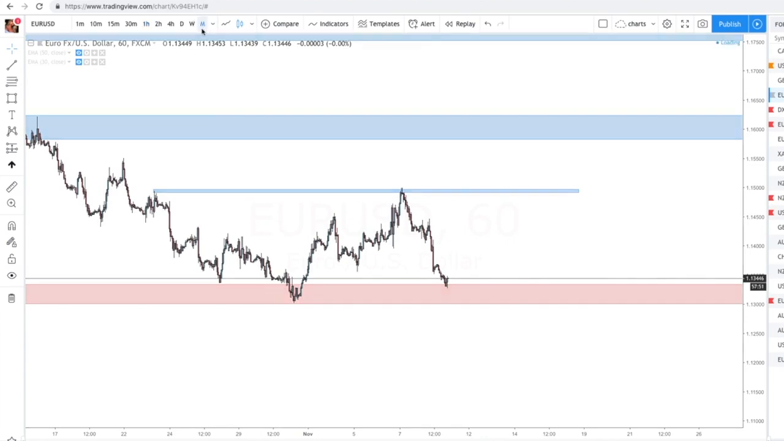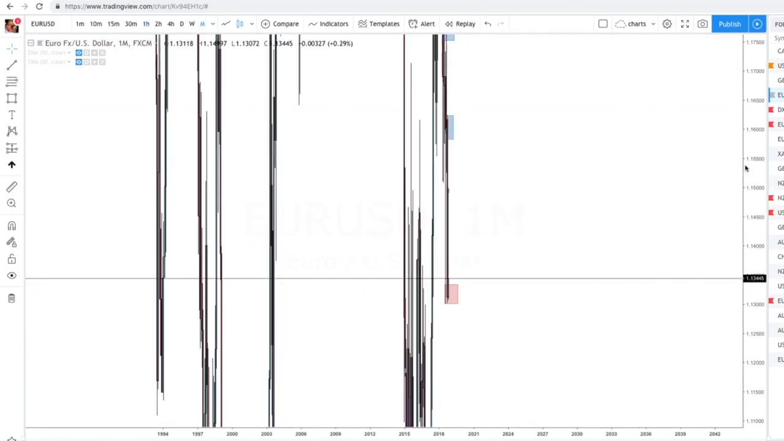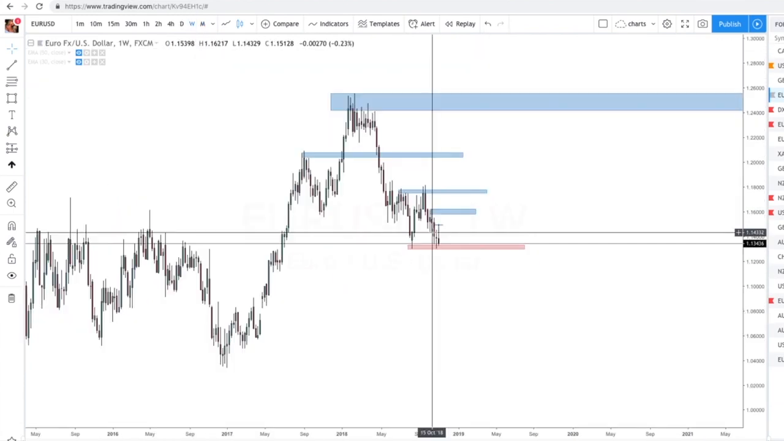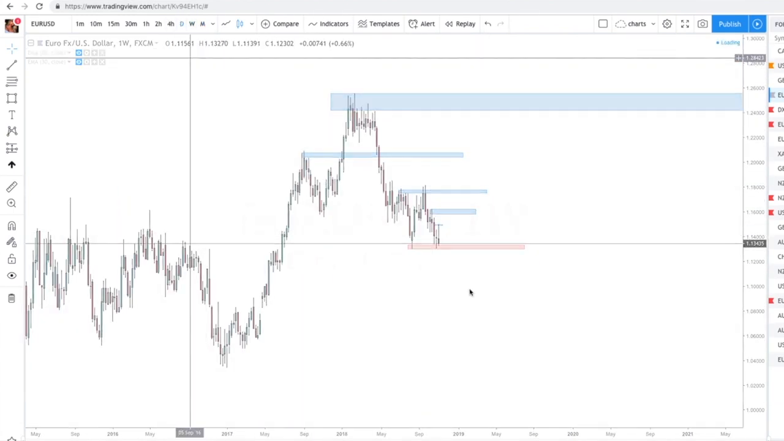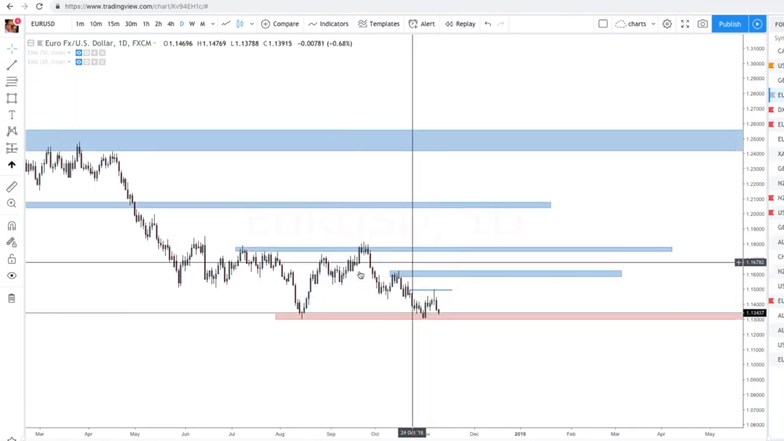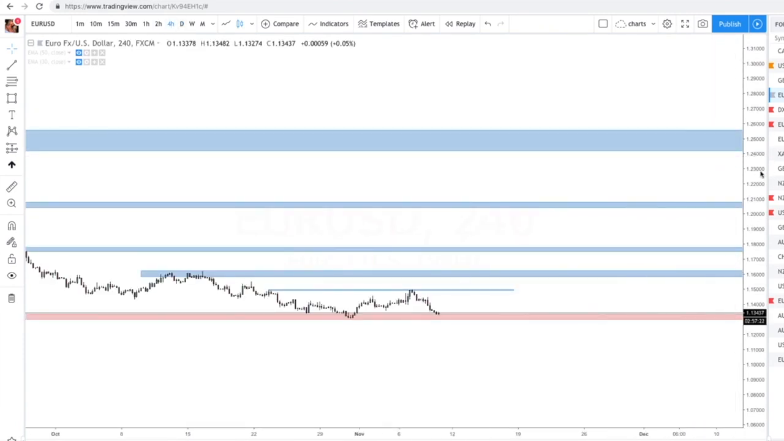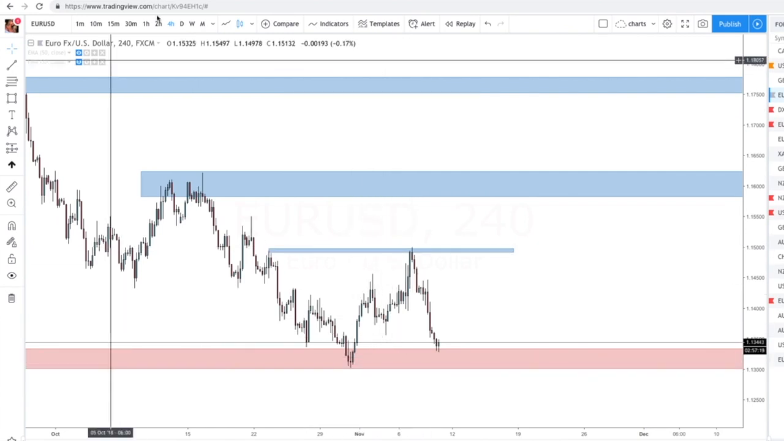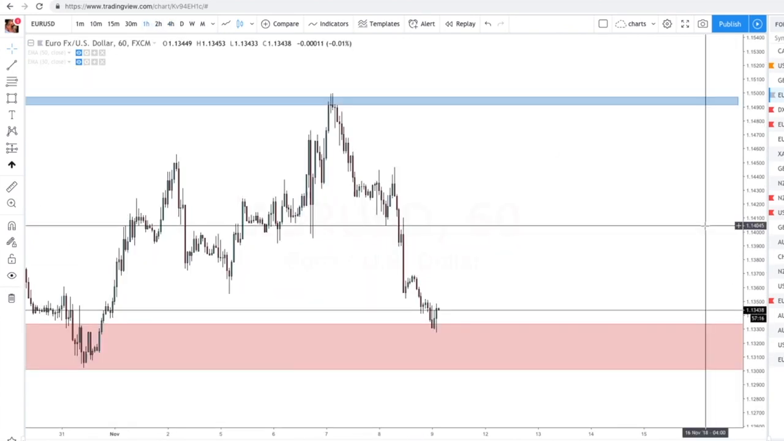Okay, so you should understand what to do. So look at the monthly, the weekly, and the daily. These are the strongest zones and will show you exactly where price is going. And then we take our entries on the 4 hour. We add more zones in just to make sure. And same with the 1 hour.